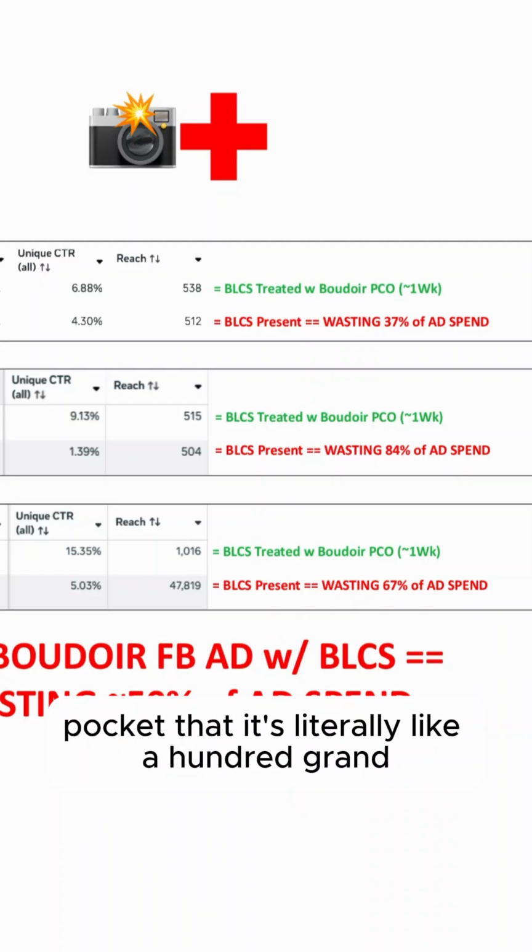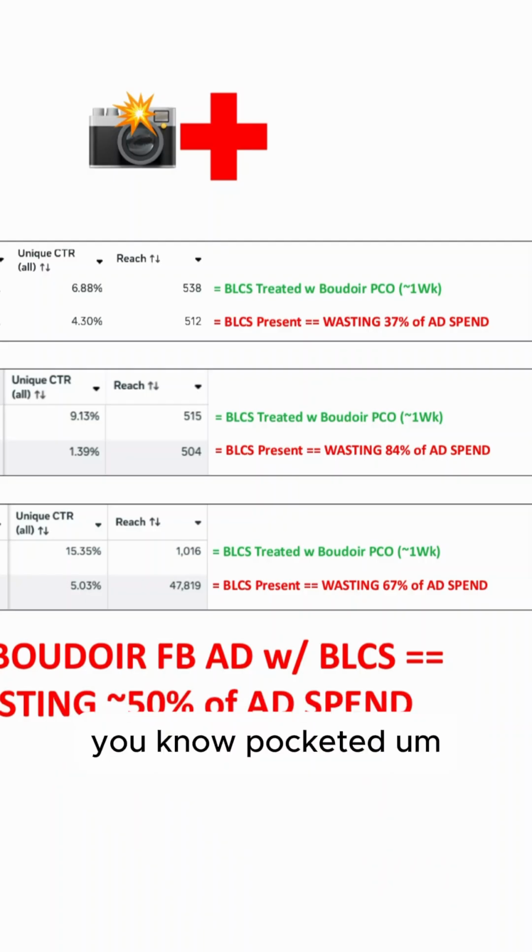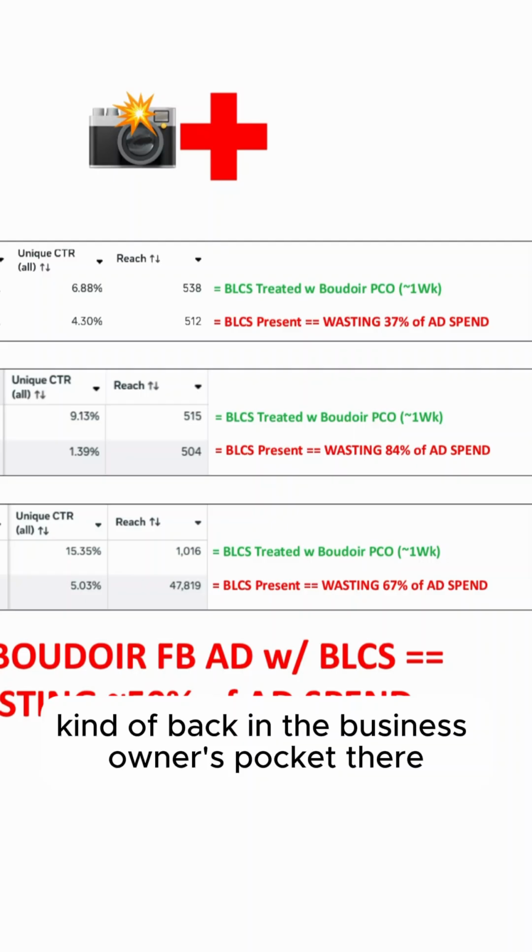It's literally like 100 grand, pocketed bonus, back in the business owner's pocket there.